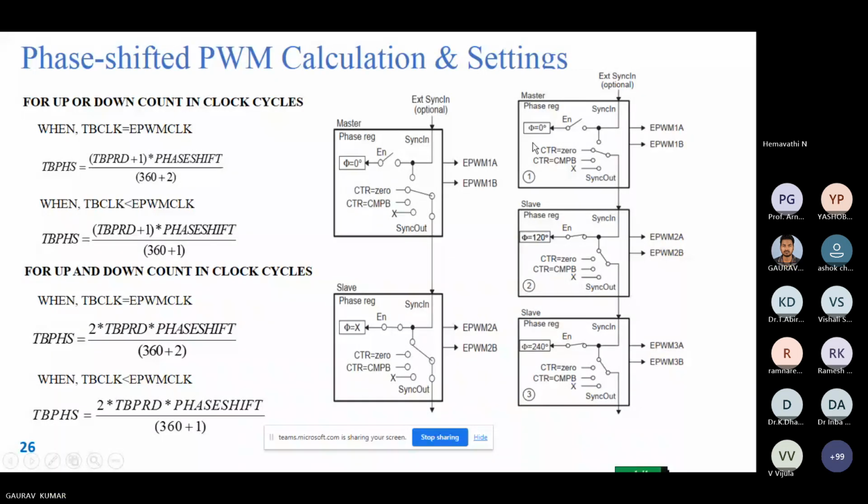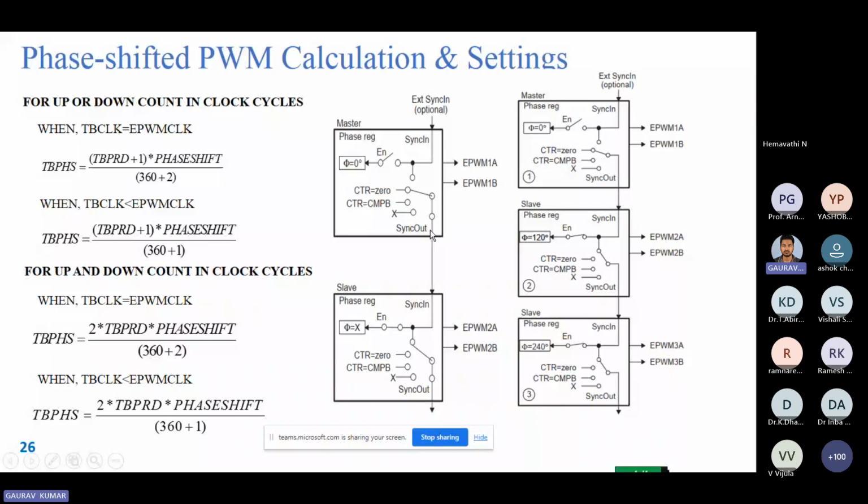You can see the EPWM, and there is sync in and sync out channels. Here you can see sync in is a channel, sync is not connected. It can be disabled. Okay, but sync out you can see it is connected to counter equal to 0.